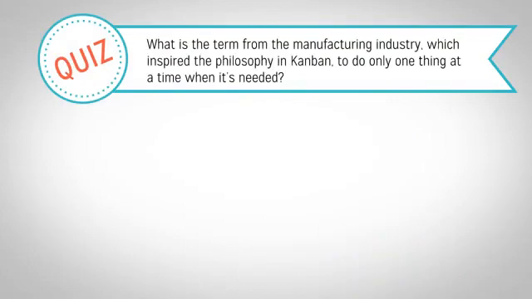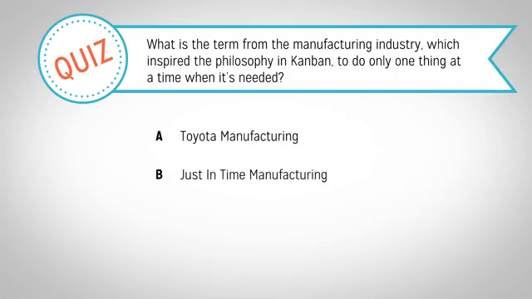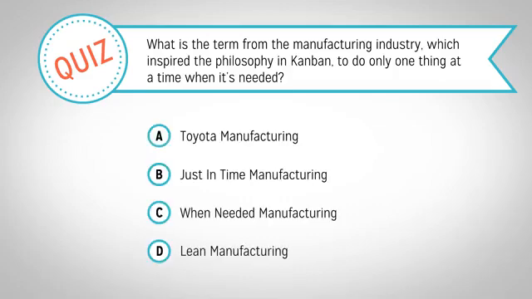You just learned about some of the origins of Kanban and how it works within Lean software development. What is the term from the manufacturing industry which inspired the philosophy in Kanban to do only one thing at a time when needed? A. Toyota manufacturing. B. Just-in-time manufacturing. C. When needed manufacturing. Or D. Lean manufacturing. The answer is B.